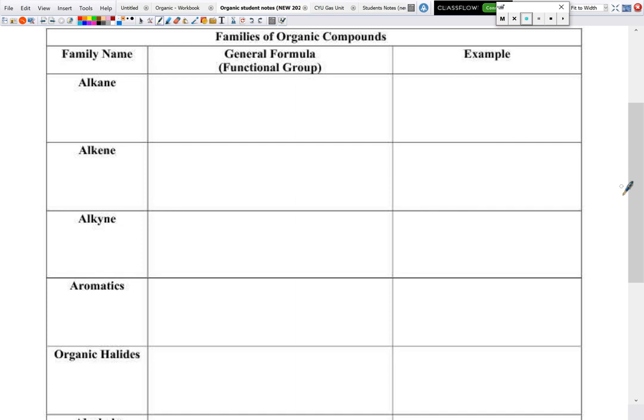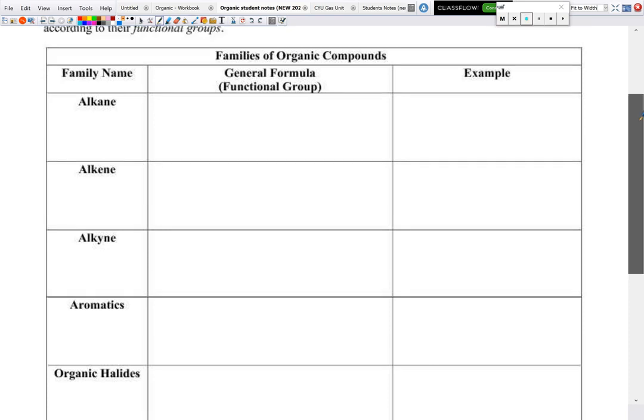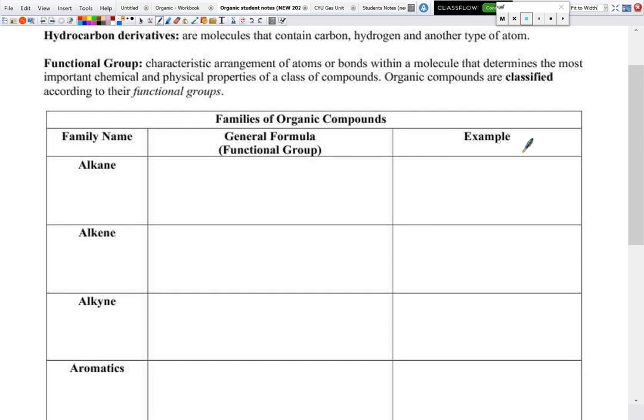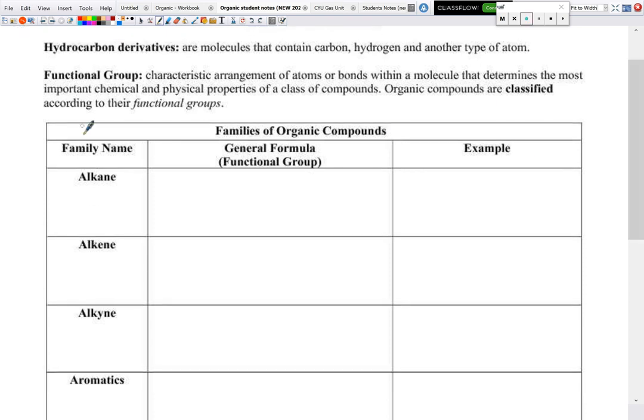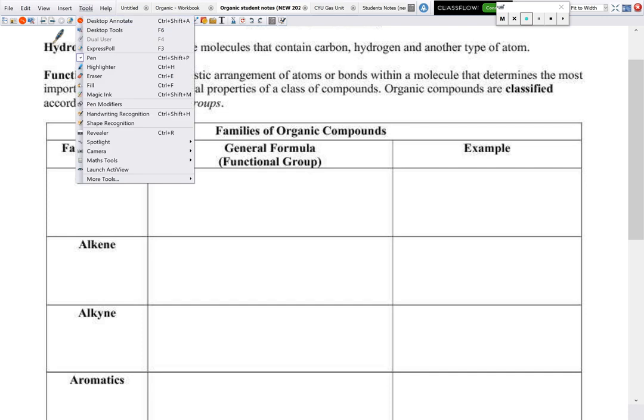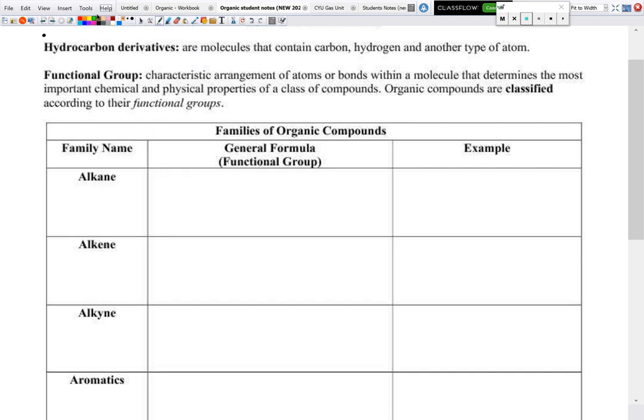Alright, welcome back. So today we are going to be looking at how to name organic halides. But before that, we're just going to have a look at the different families of organic compounds that we can get. Now, from one of our first lessons in organic, we did look at the difference between hydrocarbons and hydrocarbon derivatives. So the organic halides are going to fall underneath the derivative headline or family. And these are molecules that contain carbon, hydrogen, and another type of atom.